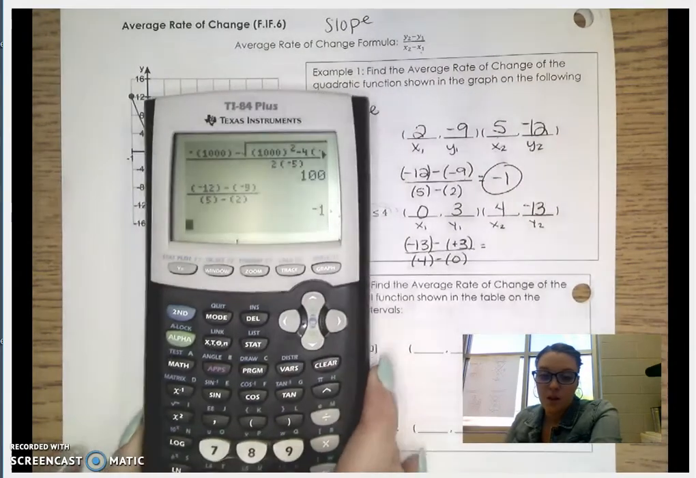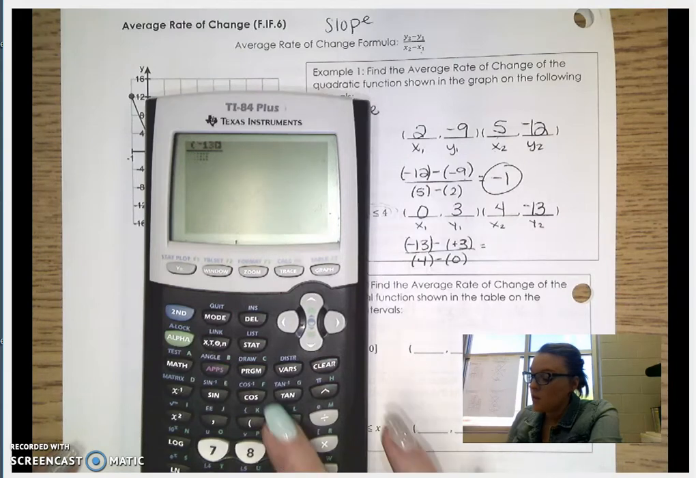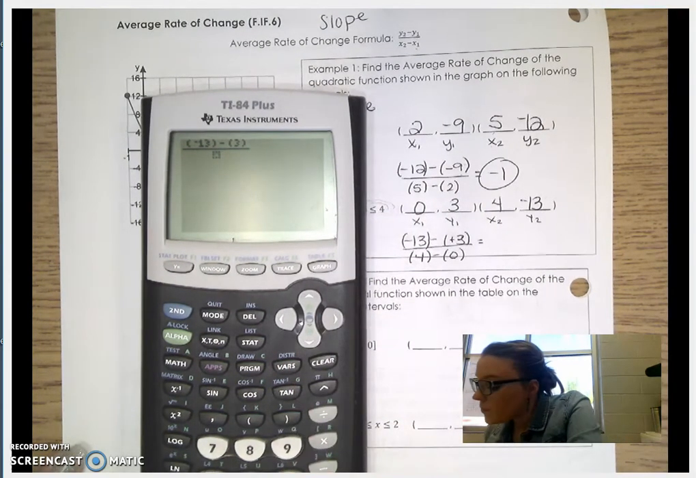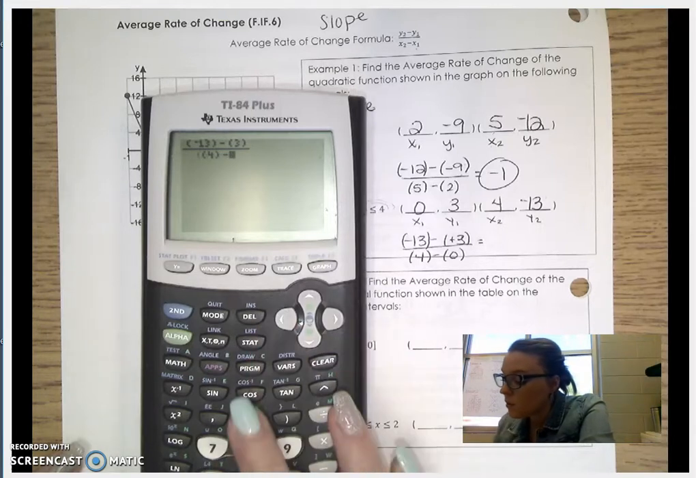So I'm going to type that into the calculator. Alpha y equals enter. -13 minus 3 over 4 minus 0.